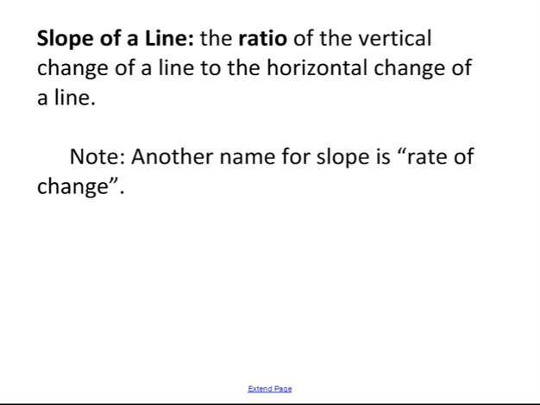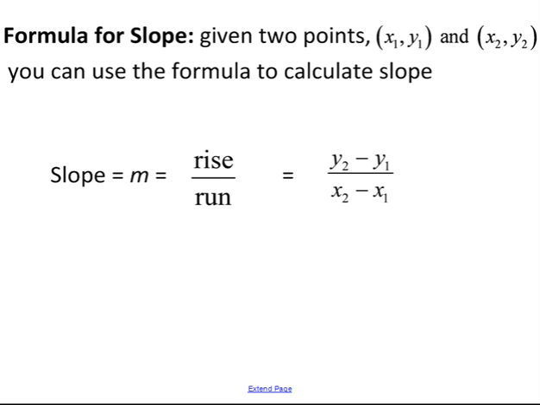All right, let's talk about slope. Slope is the ratio, meaning fraction, of the vertical change of a line to the horizontal change of a line. That's the definition, math terms. So let's go on with how we actually use this.